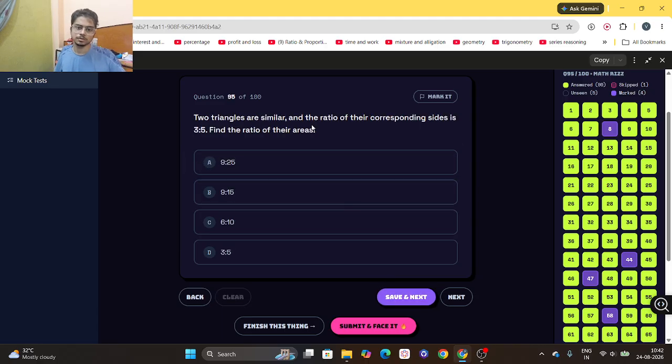Two triangles are similar and the ratio of their corresponding sides is 3:5. The ratio of their areas is 9:25.